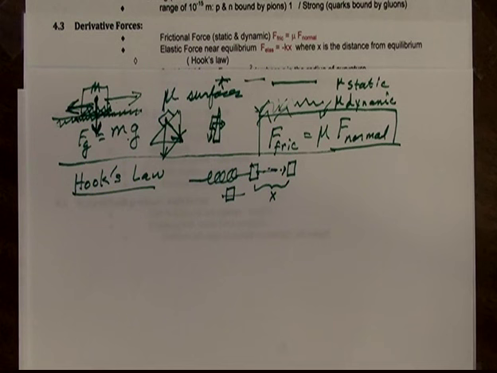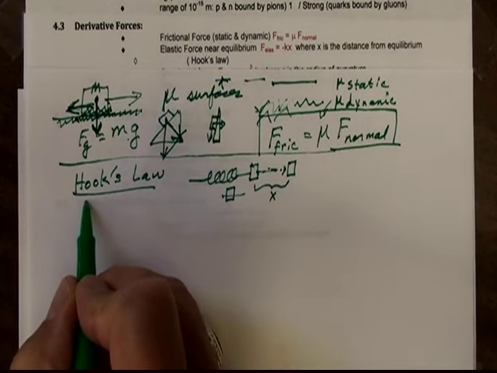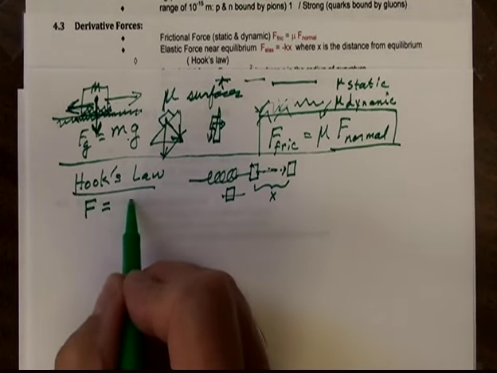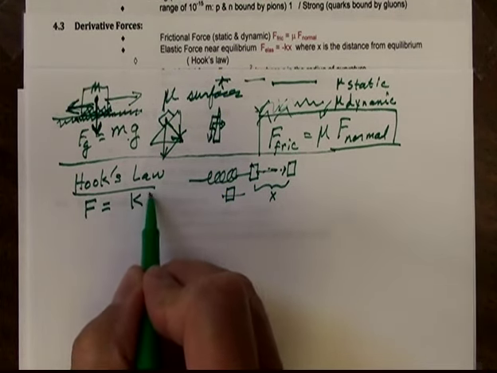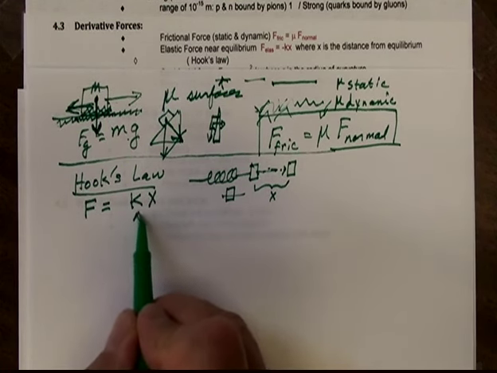You say, well, I didn't move the wall. Well, you did a tiny bit. You compressed or you stretched it by some distance. And so this very important Hooke's law says that the force is equal to a constant times the amount you displace it from equilibrium. This constant is called the spring constant.